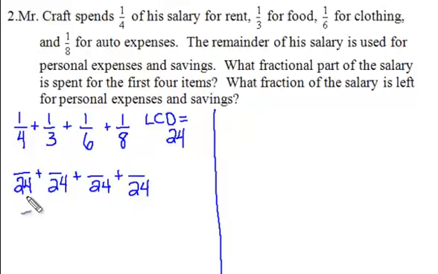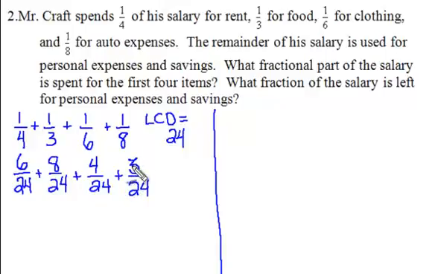To get from 4 to 24, I had to multiply by 6. So 1 times 6 is 6. To get from 3 to 24, I had to multiply by 8. So 1 times 8 is 8. To get from 6 to 24, I had to multiply by 4. So 1 times 4 is 4. And to get from 8 to 24, I had to multiply by 3. So 1 times 3 is 3.